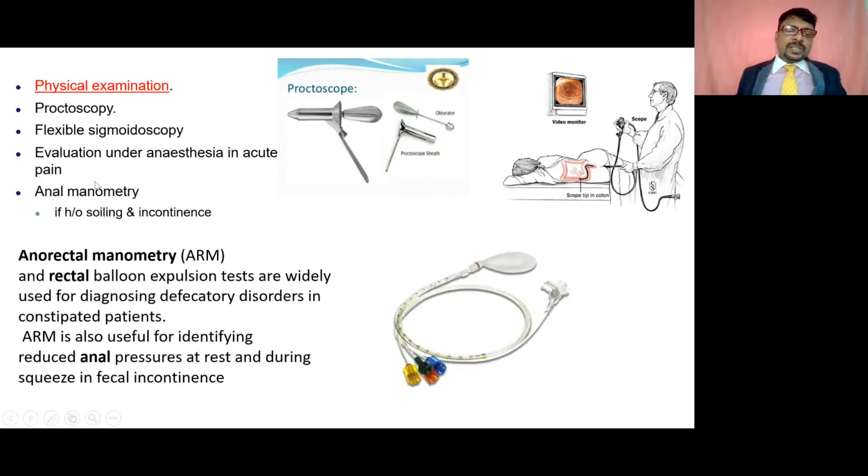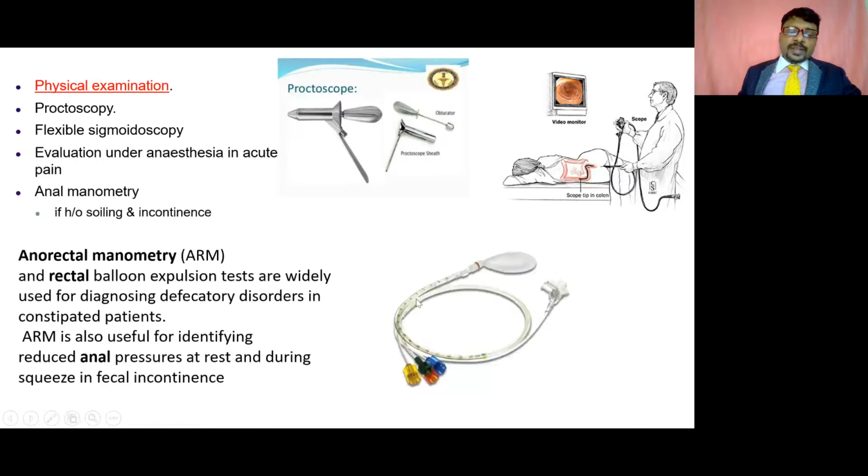And also evaluation under anesthesia in acute pain. Physicians can give some anesthetic drugs to prevent the pain, and then check the causative factors and any abnormality in the anorectal area. And also anorectal manometry, this also we are going to use. This is going to be like a rectal balloon expulsion test.